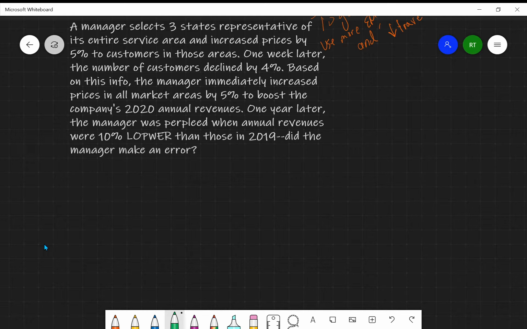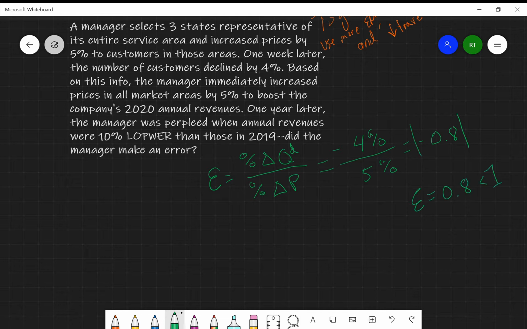What does this sound like? This sounds like an elasticity problem, right? Where our percentage change in the quantity demanded is in relationship to a percentage change in the price. And so we're told that they increased the prices by 5% and they got a 4% decline in customers, right? And so this is going to be what? A negative 0.8 elasticity. We go to take the absolute value of it, and we get a 0.8 elasticity, which is less than 1, which means what? That it's inelastic.